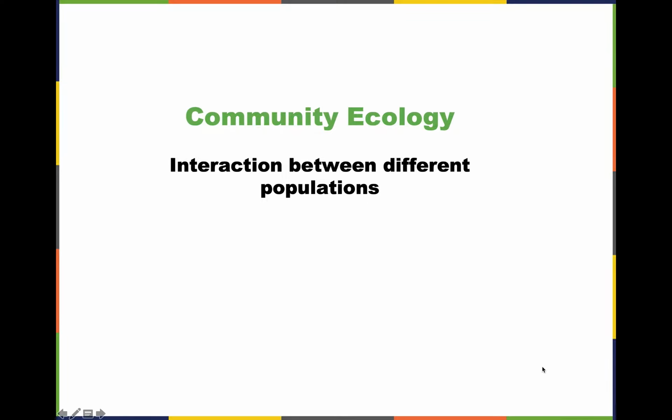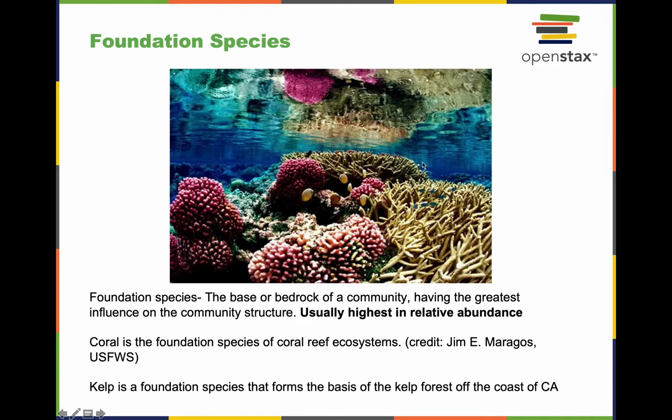In this video, we're going to talk about community ecology, which is a branch of biology that studies the interaction between members of different populations. Populations don't exist in isolation. Within an ecosystem, different populations of different species interact with one another. So community ecology asks, what kind of relationships are there between members of different populations, and how does this relationship affect each of those interacting populations?